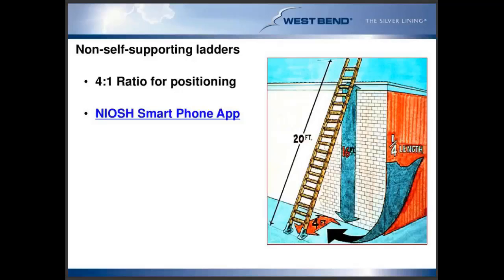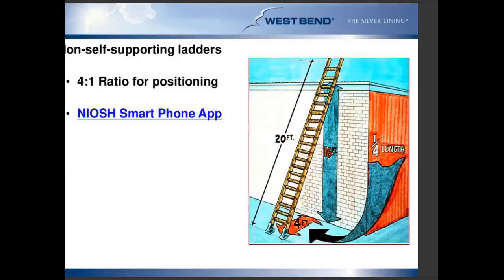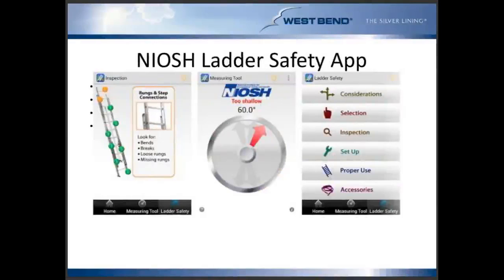If you're not good at math like me and you don't want to take the time to do all this, you can use somewhat of a cheat sheet, or the NIOSH smartphone app. The National Institute of Occupational Safety and Health has a very good app for determining what angle we are at with our ladders. Not only that, they have an inspection process. The left screenshot is a checklist for looking at different areas on a ladder during your inspection process to make sure that we're looking at all parts and accessories.